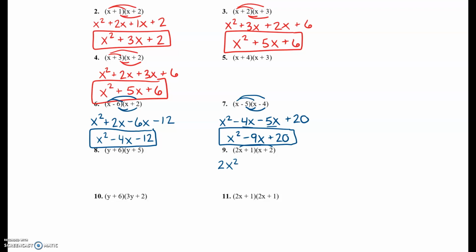Multiply 2x times 2, those are your outer terms. That would result in 4x. Your inner terms, 1 times x, would be 1x. And your last terms, 1 times 2, would equal 2. At this point, again, what you've done already, combine those middle terms because they both have an x. 4x plus 1x equals 5x plus your 2.